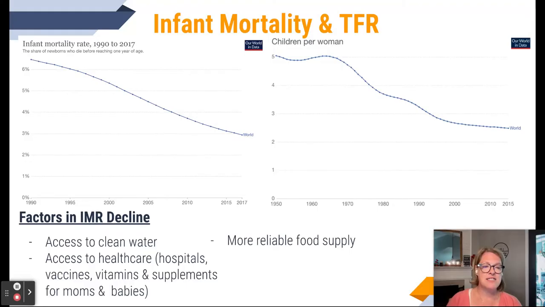Like I said, the United States just has superior hospitals, vaccines, vitamins, and supplements that we take for moms and babies. Women that are pregnant always have to take a prenatal vitamin that has a lot of folic acid, which helps to reduce the risk of the baby being born with a birth defect. Also, a reliable food supply is important for the health of the mother. So, all of these things contribute to infant mortality and that total fertility rate.